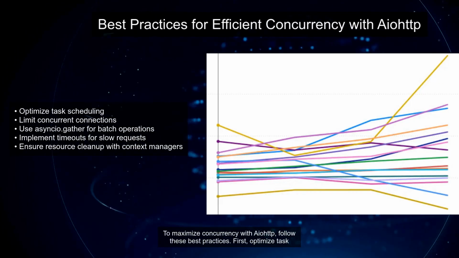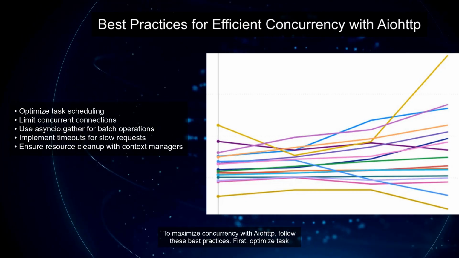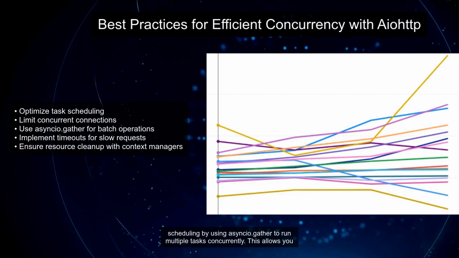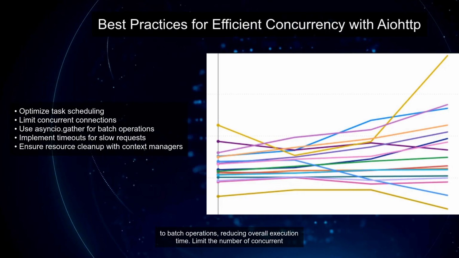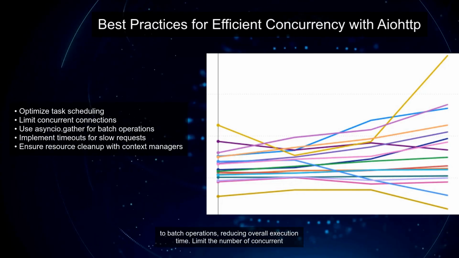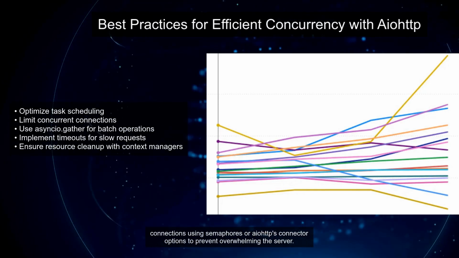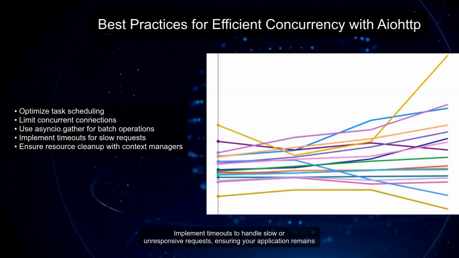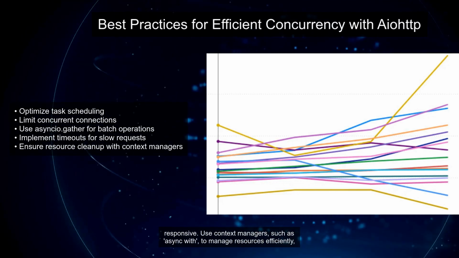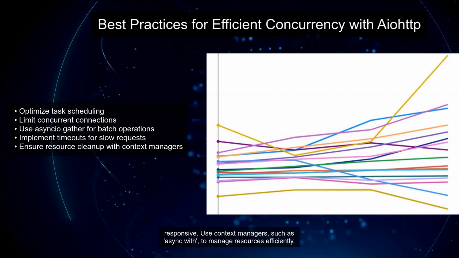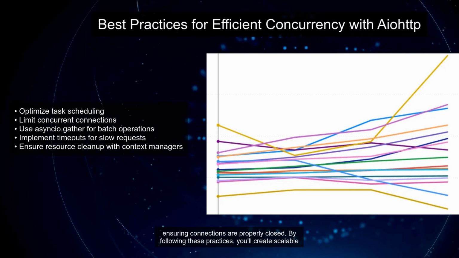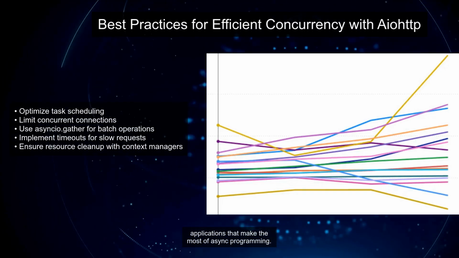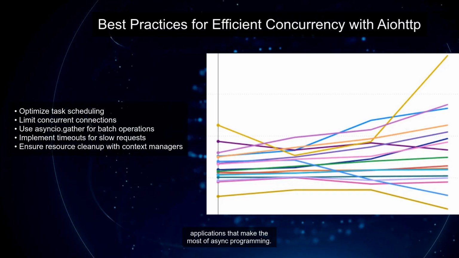To maximize concurrency with Aiohttp, follow these best practices. First, optimize task scheduling by using asyncio.gather to run multiple tasks concurrently. This allows you to batch operations, reducing overall execution time. Limit the number of concurrent connections using semaphores or Aiohttp's connector options to prevent overwhelming the server. Implement timeouts to handle slow or unresponsive requests, ensuring your application remains responsive. Use context managers, such as async with, to manage resources efficiently, ensuring connections are properly closed. By following these practices, you'll create scalable applications that make the most of async programming.